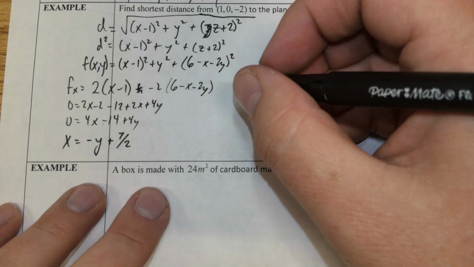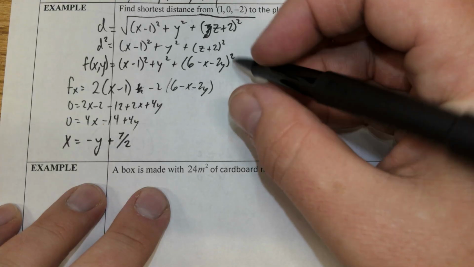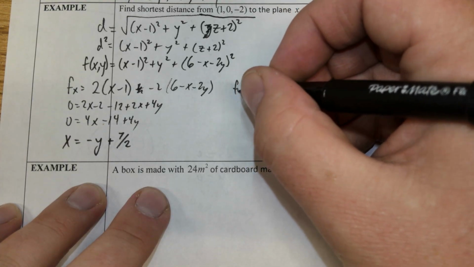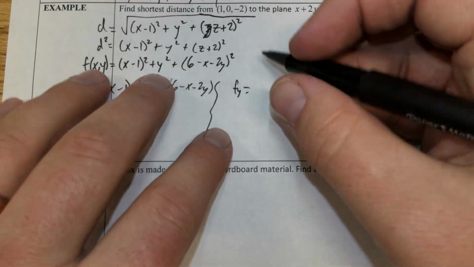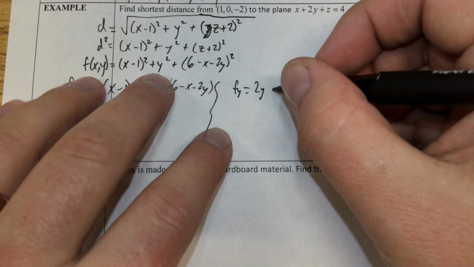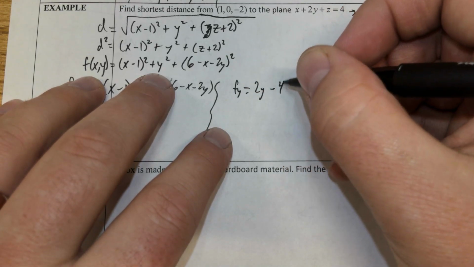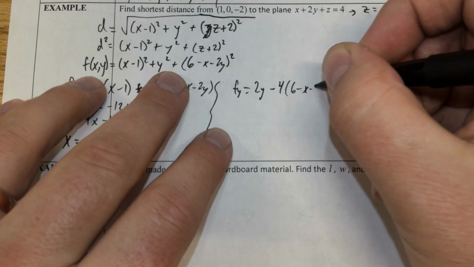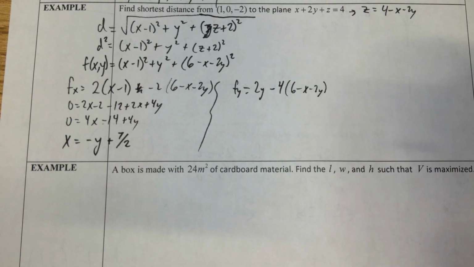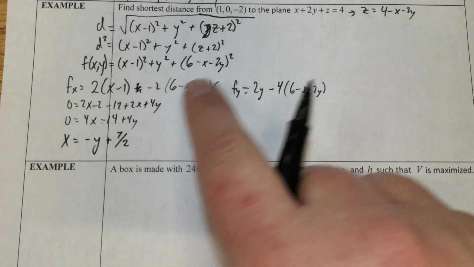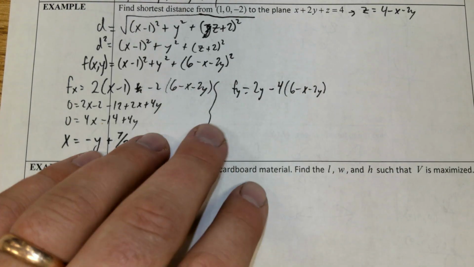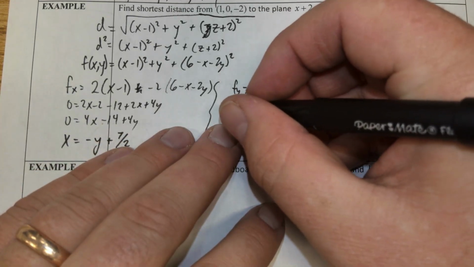Let's look at f sub y. In the same way, when I take my partial with respect to y, it'll be 2y minus 4 times 6 minus x minus 2y, and it's going to be 2 and 2. Yeah, I'm sorry. This is where, again, I'm second guessing myself and I shouldn't. I'll keep simplifying this thing.